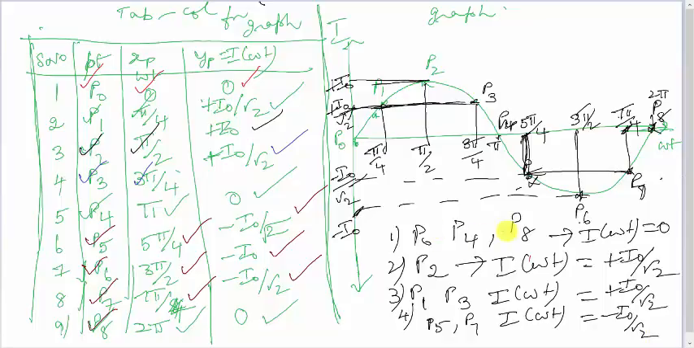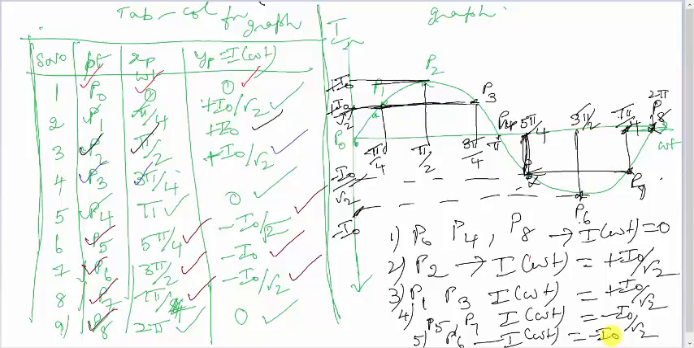The last point, P6, has I at omega t equal to minus I naught. All the 9 points are covered. This is what we saw.